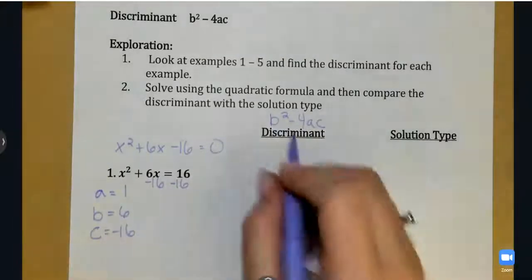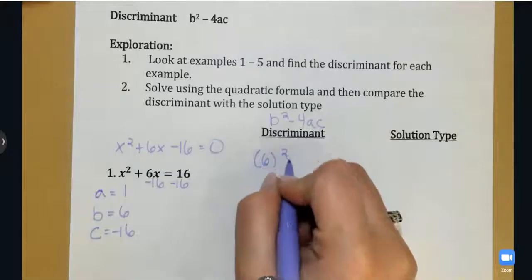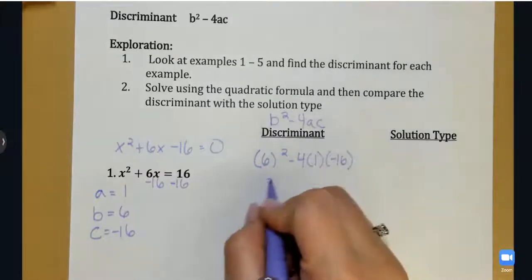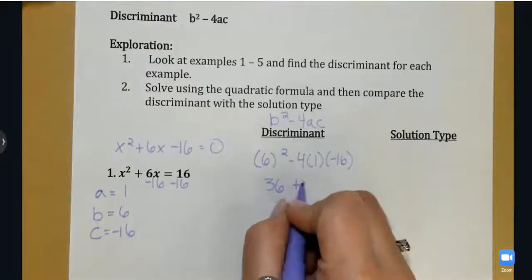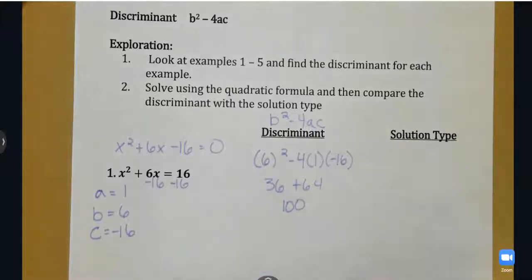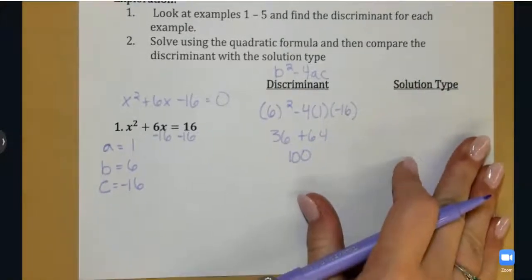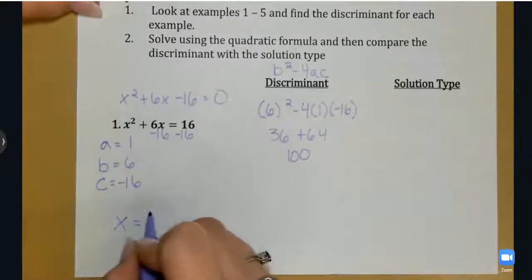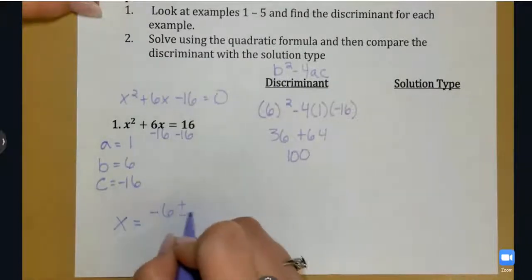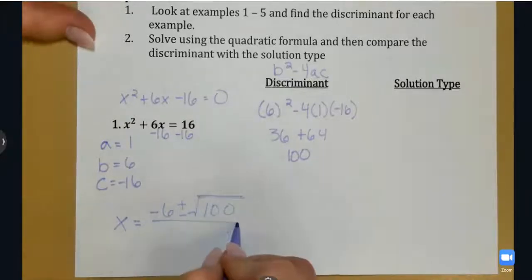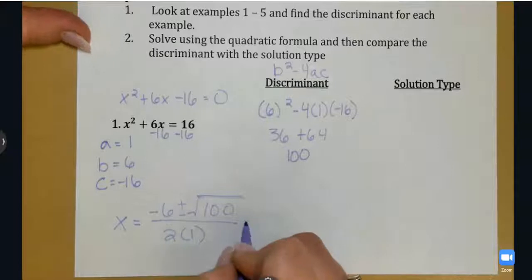So now let's find our discriminant. 6 squared minus 4 times 1 times negative 16. It's going to be 36. That becomes positive 64. So it's 100. Okay, so that's my discriminant. Now let's plug it into our full quadratic formula to find our solutions. So x is going to be negative 6 plus or minus the square root of my discriminant, which we already found, all over 2 times a.